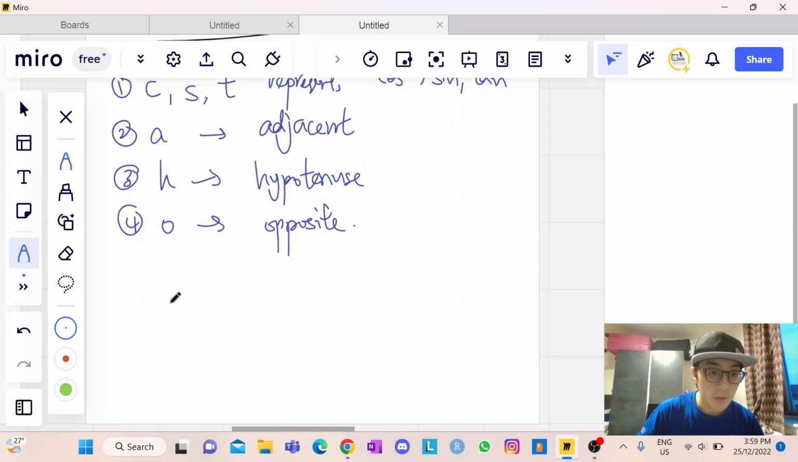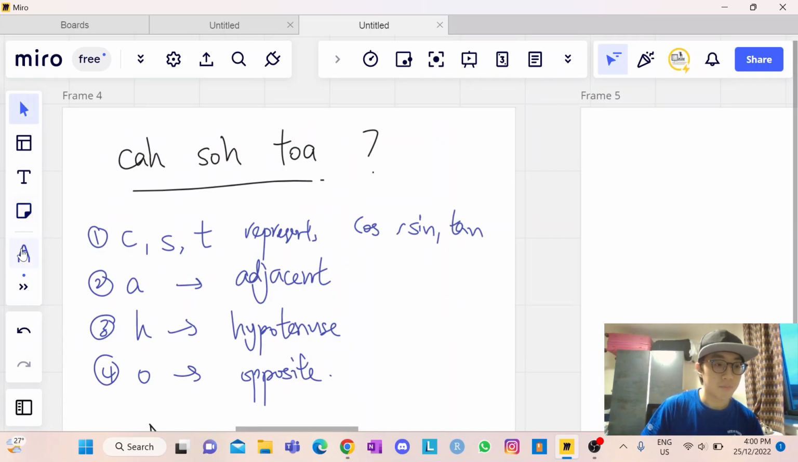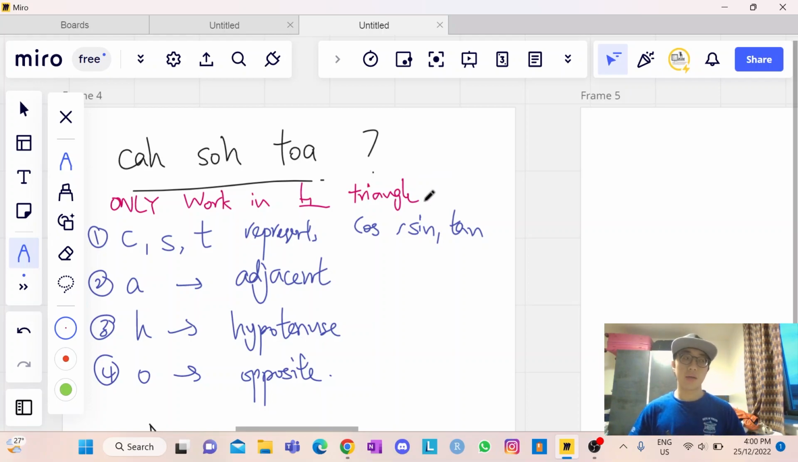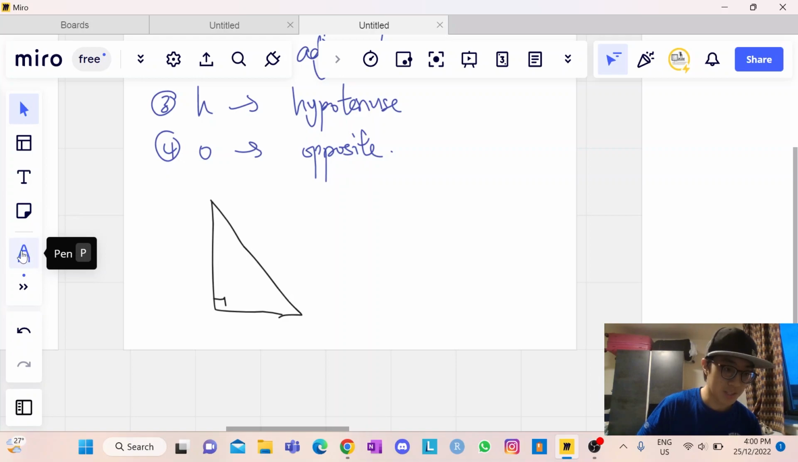For example, I give you a right angle triangle. Oh yeah, this is important. I am very sorry. CAH SOH TOA can only work in right angle triangles, or anything with a right angle. Technically, just right angle triangles. This is one thing that you need to remember. This is actually the most important one, but I forgot to say.